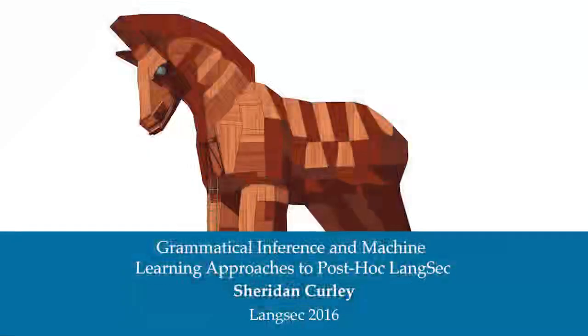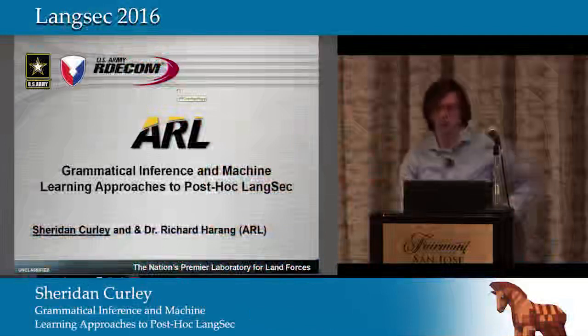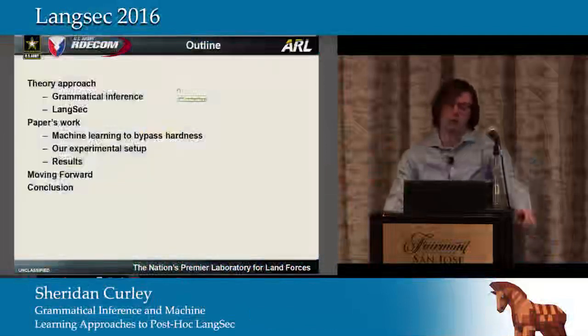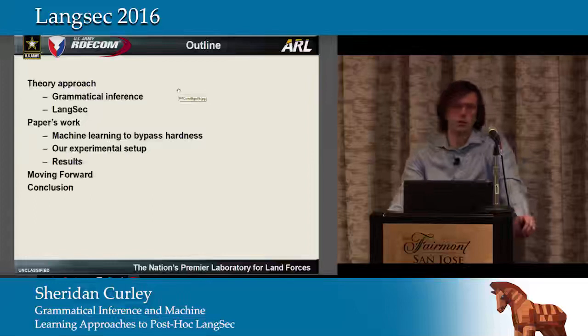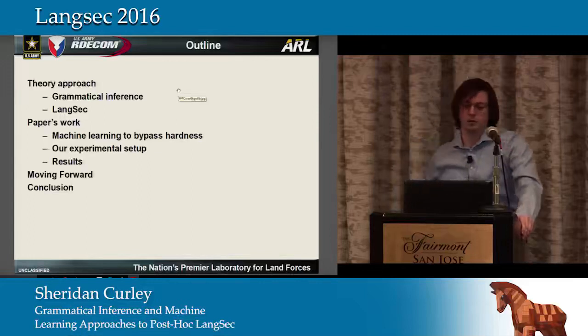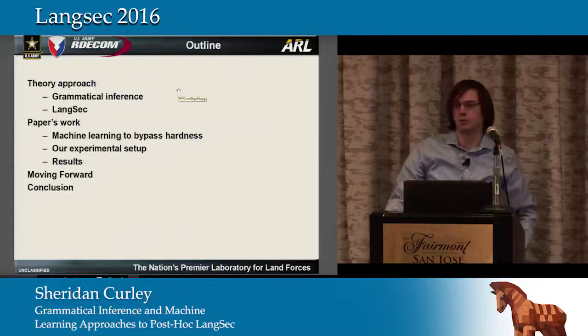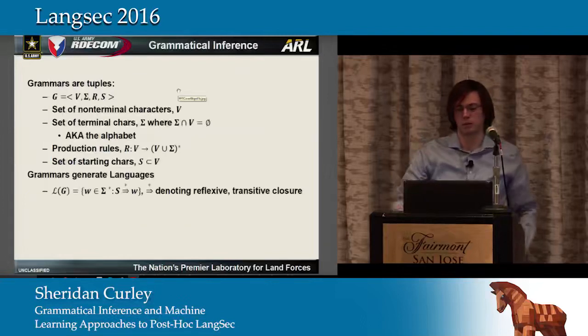Kind of after-the-fact approaches to LangSec using machine learning, with somewhat of a grounding in grammatical inference. So just a quick outline. I'm going to walk through the theory of why we needed to do what we have attempted, starting with grammatical inference, tying it into LangSec. We'll cover the paper. The general idea is to use machine learning to bypass the hardness results that we'll discuss. I'll discuss the experiment results and our upcoming future work and close it out.